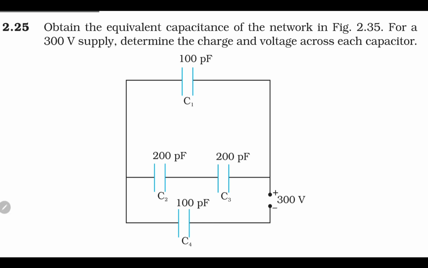See the general mistake done by students when they see this problem. They will just think this 200 picofarad, these two capacitors are in series, then this one and all these three in parallel. So this is the first look when you look at this problem. This is what a general conclusion students make, but which is not correct.